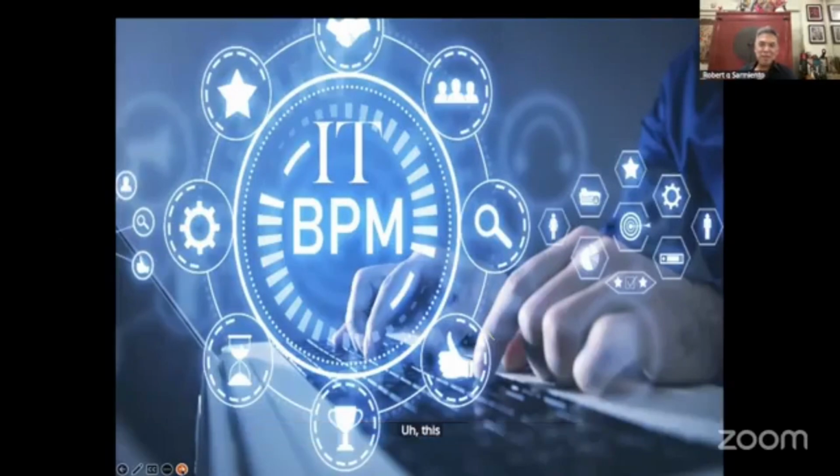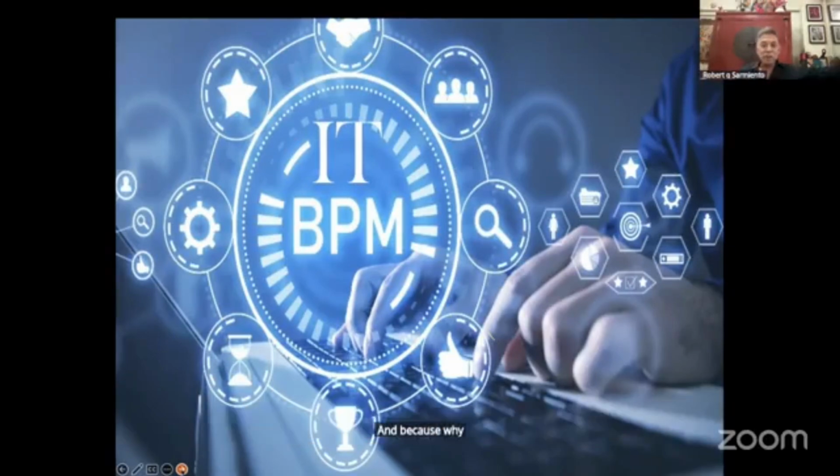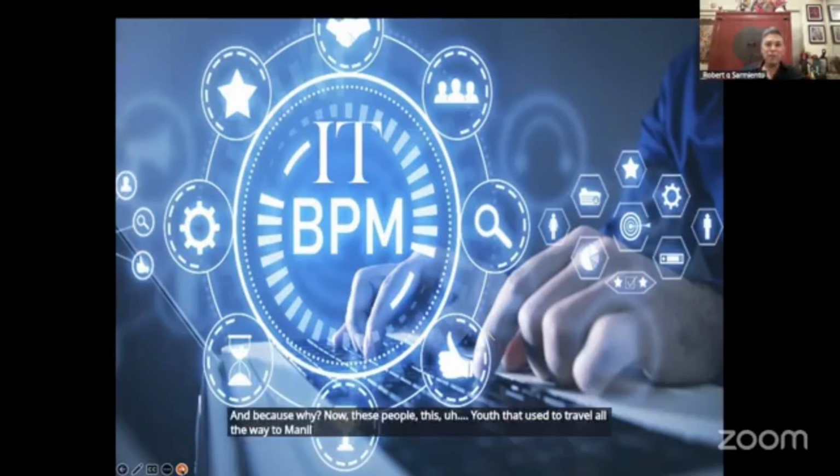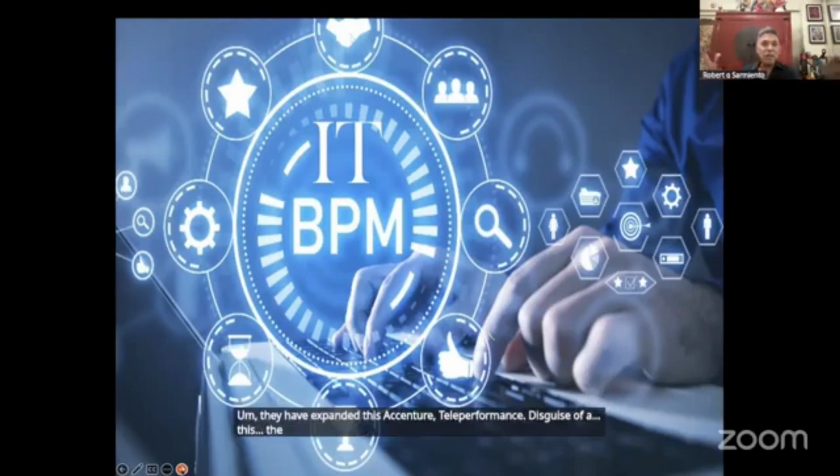Next slide. This IT BPM sector was mostly focused then in the Makati, BGC, MOA area. But now we've seen they're expanding towards North Luzon and South Luzon. Because now these people, this youth that used to travel all the way to Manila, don't have to travel anymore because now it's there. Accenture, Teleperformance, the companies have expanded outside Metro Manila. Thus nag-expand na, di ba?